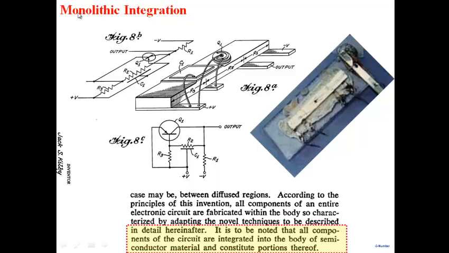The word monolithic comes from monolithos. Mono means single and lithos is like a stone, right? Which means that on one single substrate, the components are made and also interconnected on that particular substrate. Now, this point is very important to understand what this monolithic integration, what the invention of the IC, did.